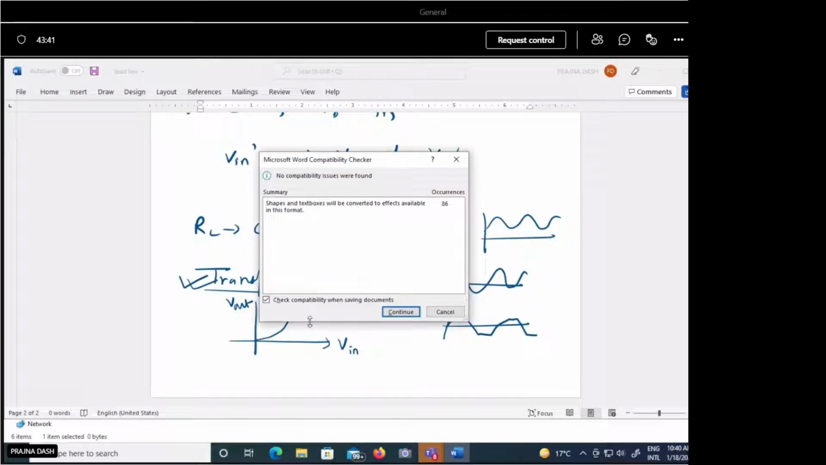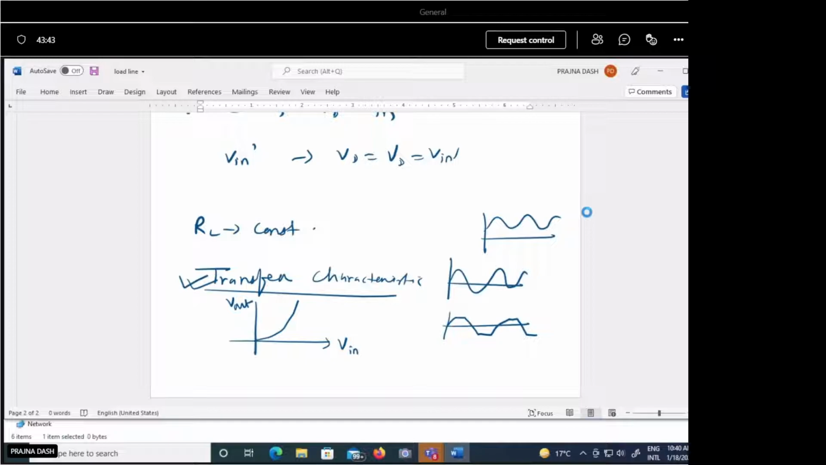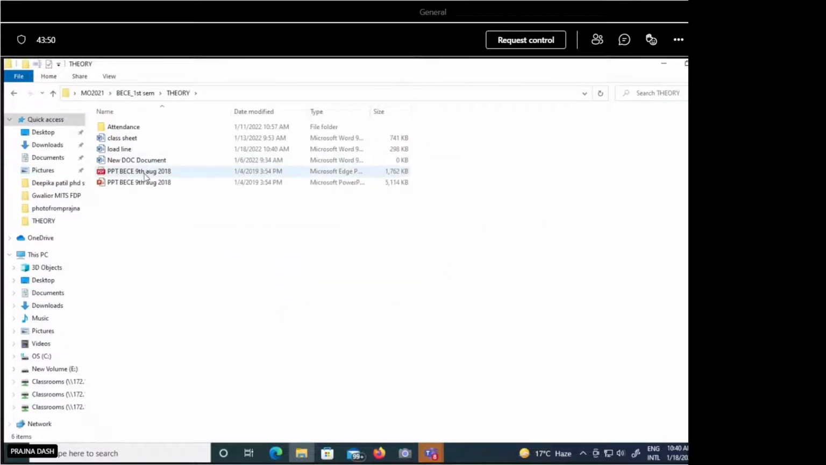Then one more thing is about the capacitance. I think I have given that slide. The capacitance part is included in that slide, so you can follow that.